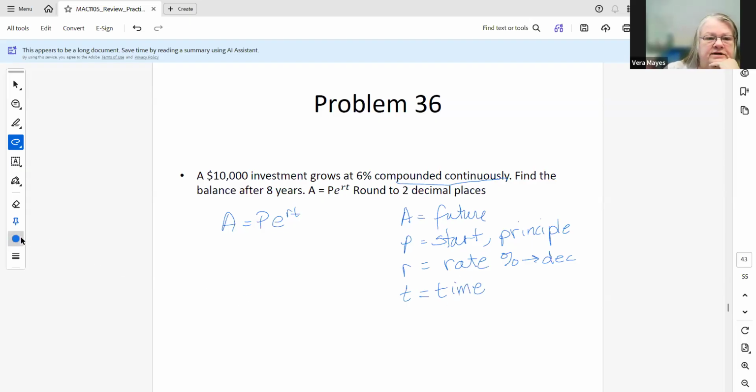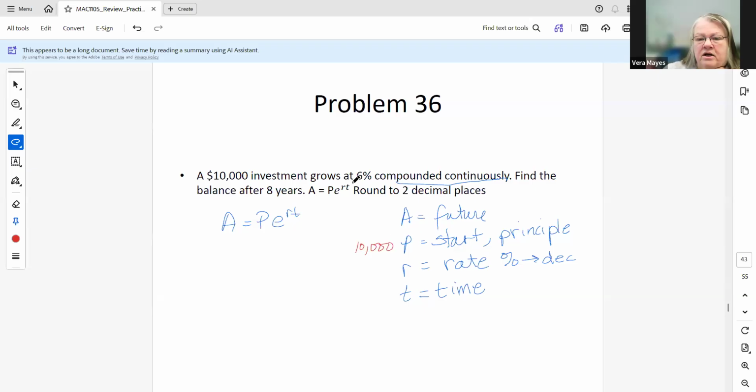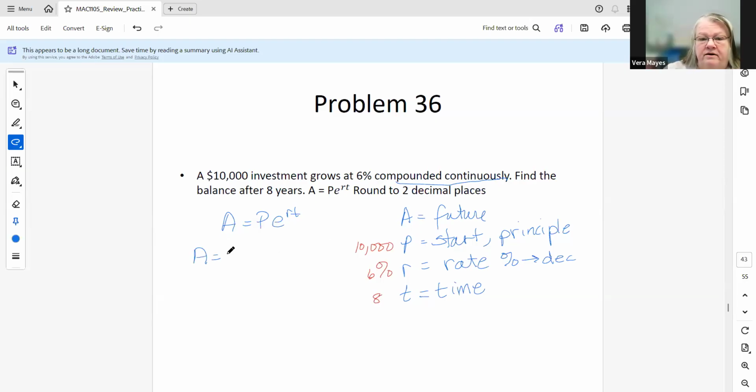So let's look through and see what they gave us. Did they give us the future value? No. Let's see. They gave us a 10,000 investment, so we know that is our starting amount. 6%, 8 years. So they didn't give us the future value, so that's what we're solving for. The P was our 10,000.